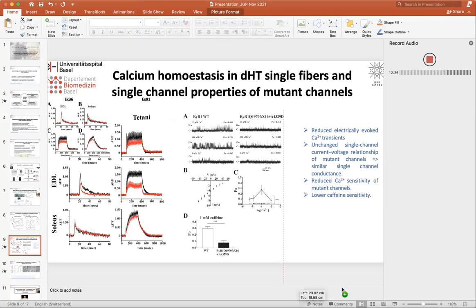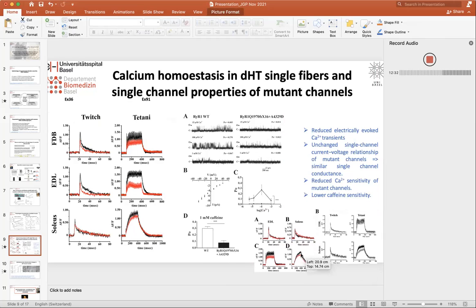We also isolated single fibers from the mice and stimulated them electrically, either as a twitch stimulation or tetanic stimulation. We isolated single fibers from soleus muscles, EDL muscles, or FTBs. And you could see that the red trace shows the double hetero mice, and in all muscle fibers the peak calcium achieved, either by twitch or tetanic stimulation, was significantly lower in the double heterozygous mice.